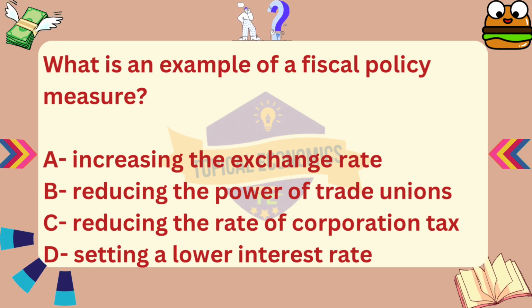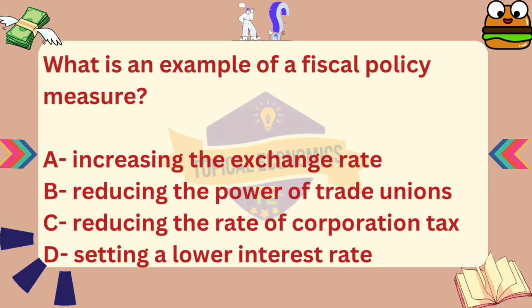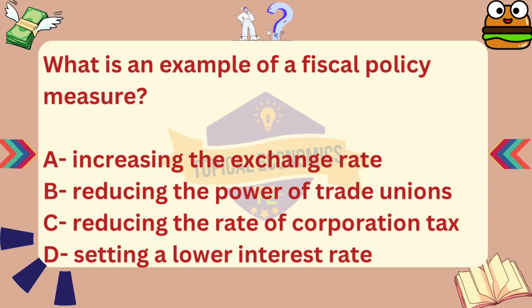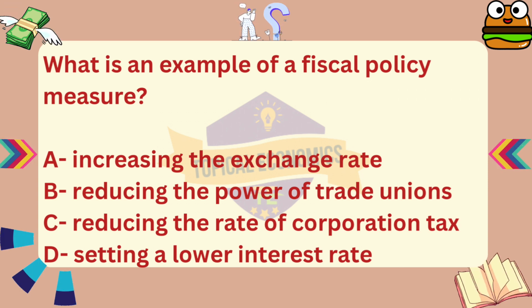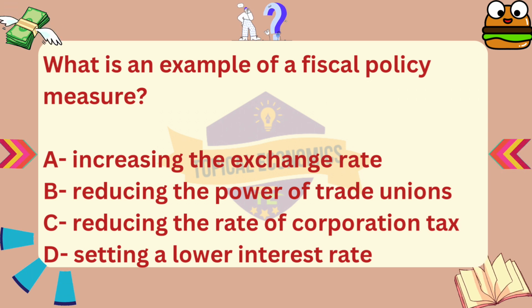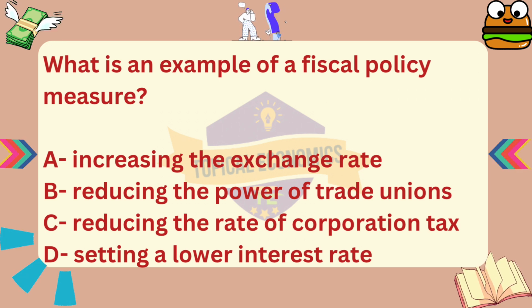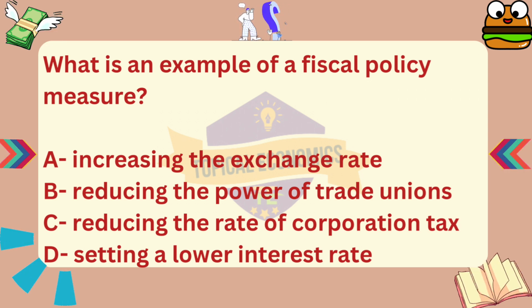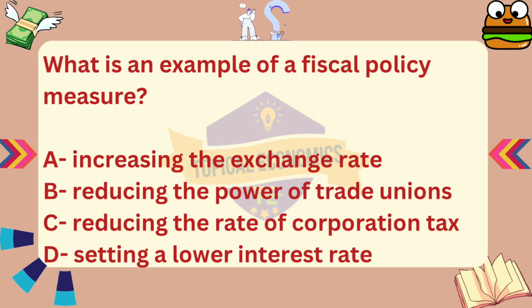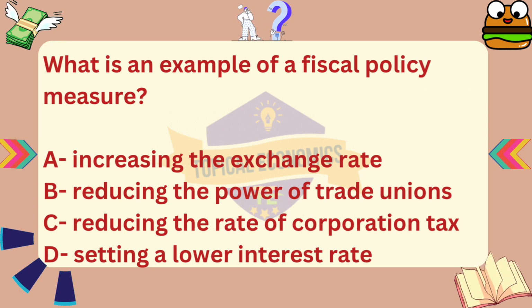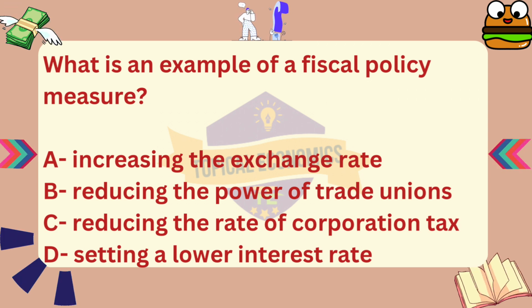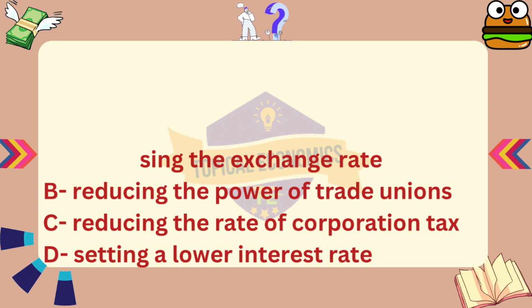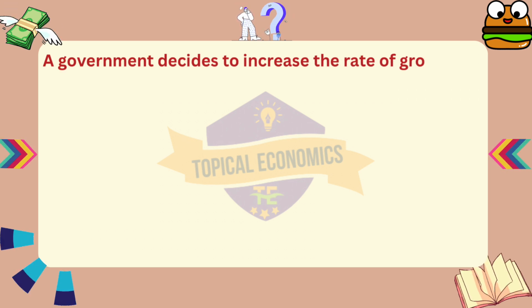The other options are related to different areas. Option A, increasing the exchange rate, is typically a monetary policy tool, not fiscal policy. Next, option B, reducing the power of trade unions, is a labor market or regulatory policy, not fiscal policy. Lastly, option D, setting a lower interest rate, is a monetary policy tool, typically used by a central bank to influence economic activity.